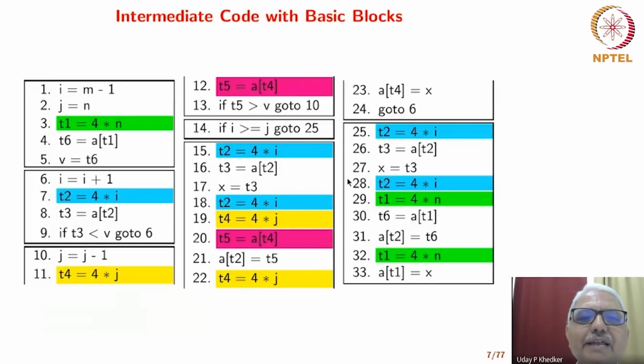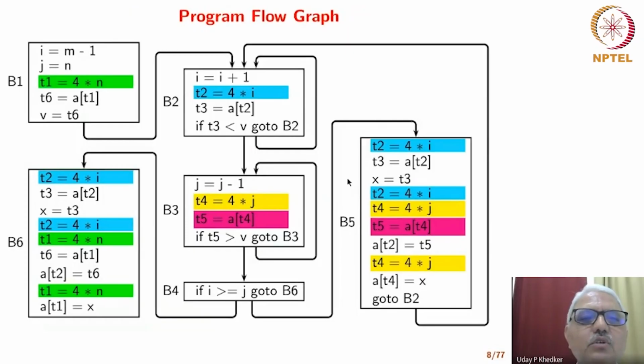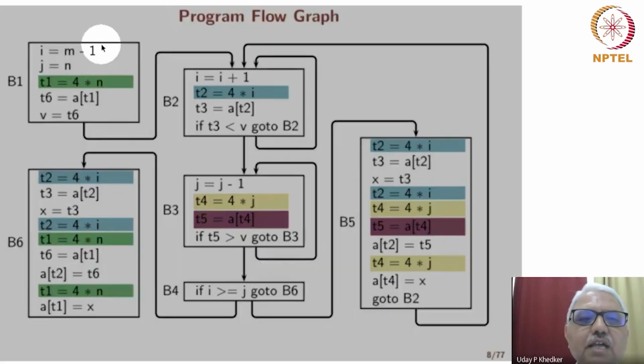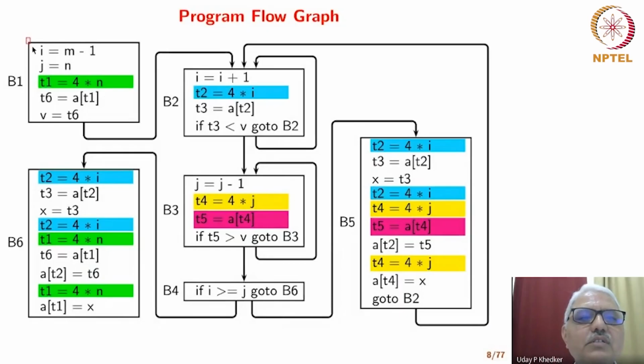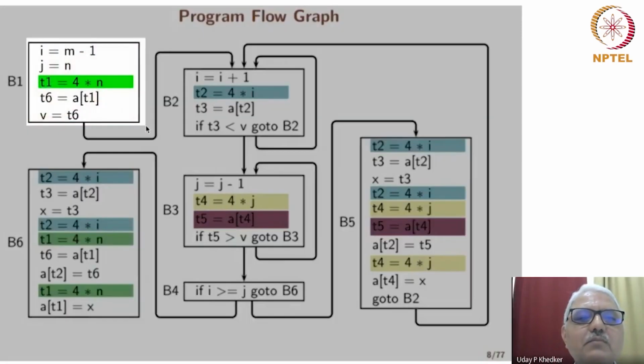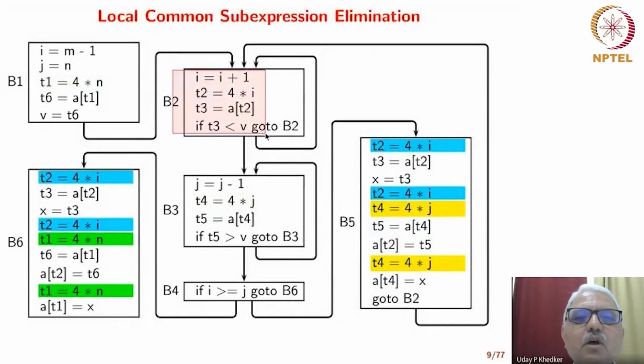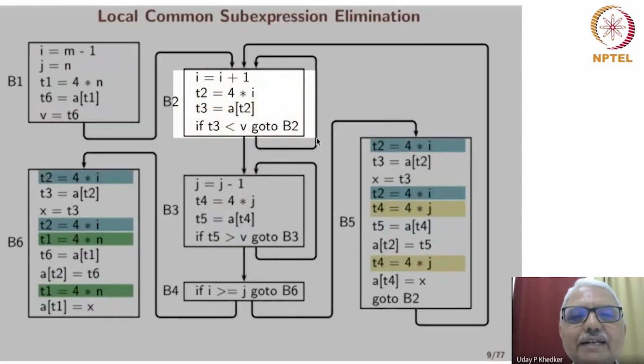So we create basic blocks like this, and then we convert it into a control flow graph. Here, this is one particular basic block. So we have this as one basic block, B1. On the other hand, this is the other basic block, B2. So we identify basic blocks like this.